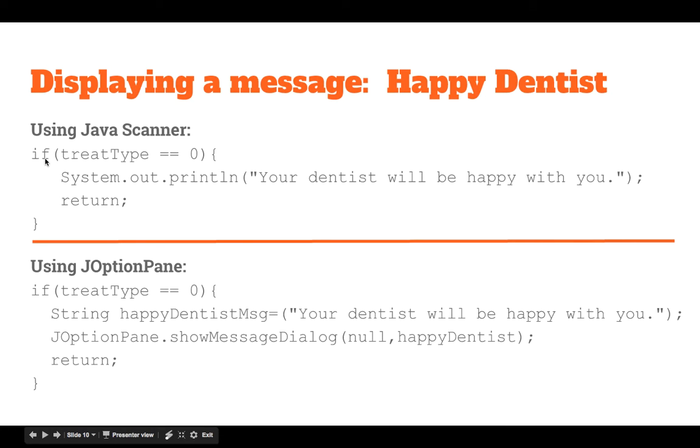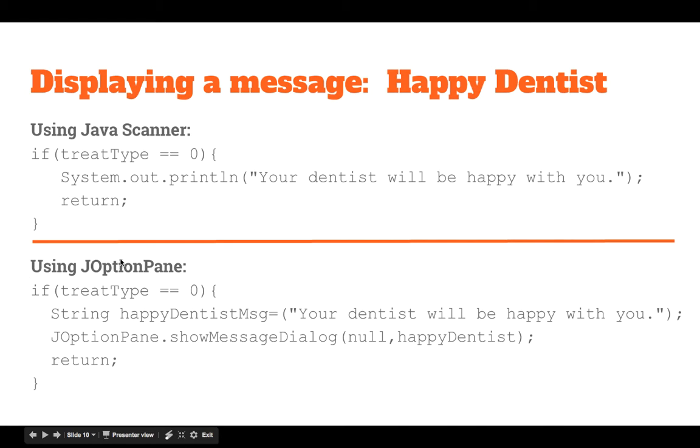So when we use the Java scanner, the scanner had pulled the information, and so it populated that treat type field. So I said, okay, if treat type is equal to 0, and again, when we're checking for conditionals, remember the equal has to have the 2 equal signs, then we'd print out a system print line that said your dentist will be happy with you, and then return, and the program would stop.